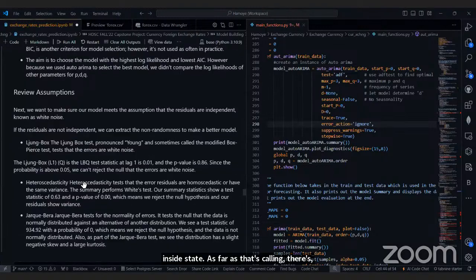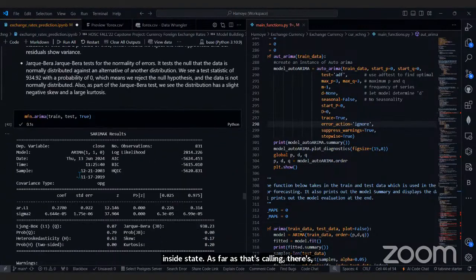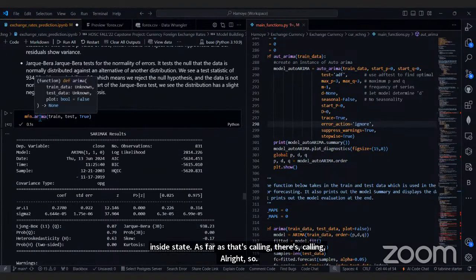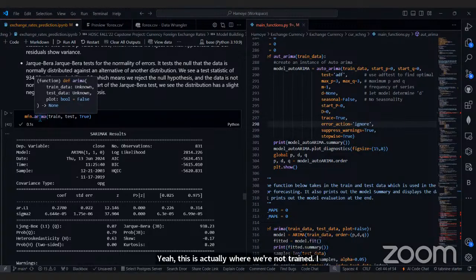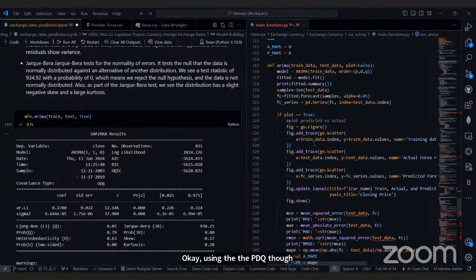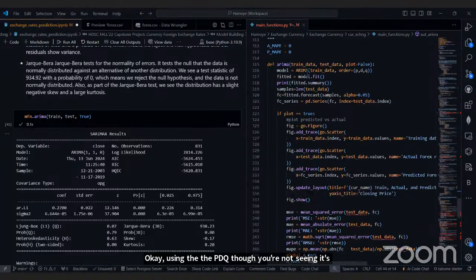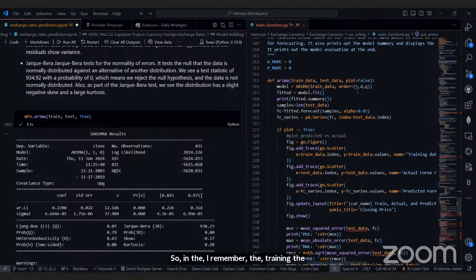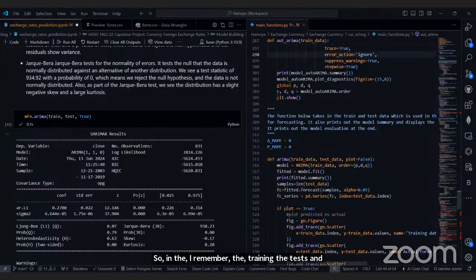All right, so this is actually where we now train the ARIMA model itself, using the PDQ, though you are not seeing it here. Like we are saying, all the cells are functions. So this is the function, and this is what it's doing. Using the ARIMA model we imported, it takes in the training data set. And remember our variable has been saved to PDQ. It was unpacked, and we are using the global variable.